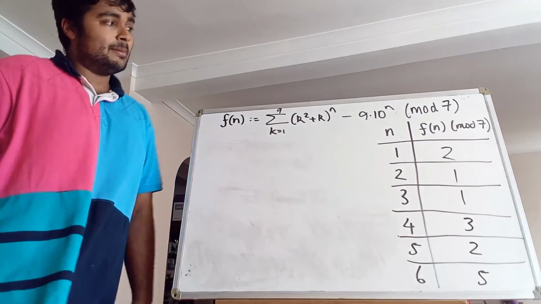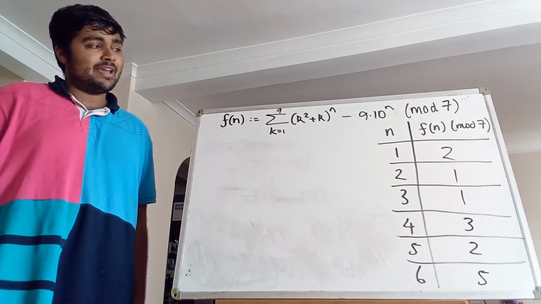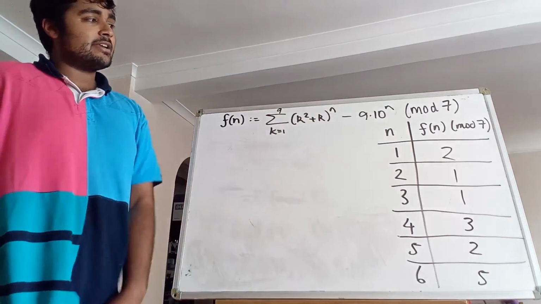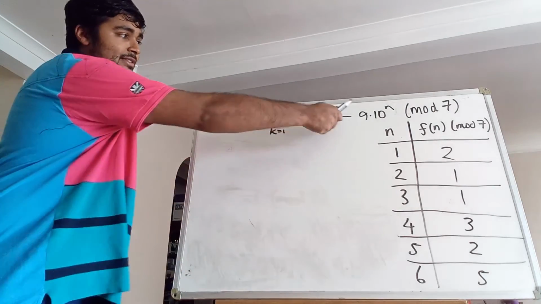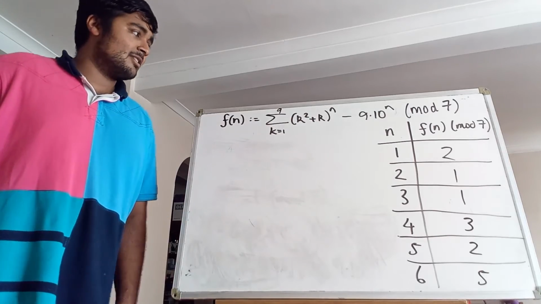What I've done here is I've drawn up a table, and it's got the first 6 values of n, so 1 up to 6, and in the right column, it's got the corresponding value of f of n mod 7, where f of n is just this expression we've been considering this whole problem.